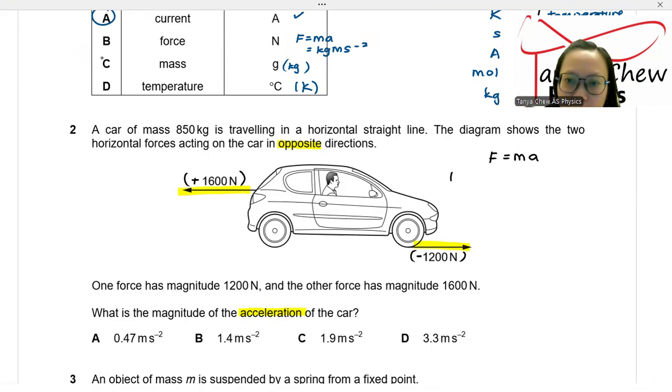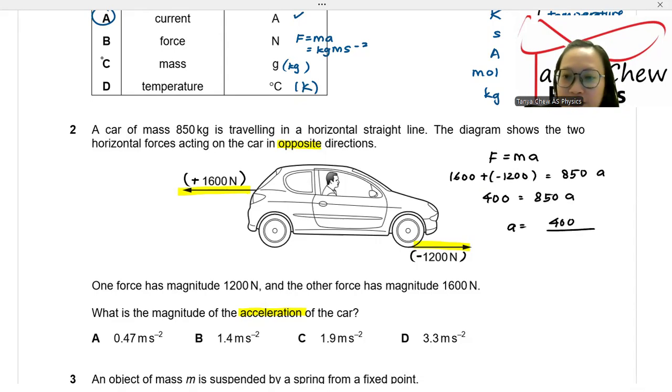So the resultant force is 1,600 plus negative. Resultant force is the sum of all the forces that are acting on one object. So 1,600 plus the negative equals the mass of the car, which is 850, times the acceleration, which is the one that I have to find. 1,600 minus 1,200, that is 400, which is equal to 850 A, sorry, not ampere, A. Acceleration A is equal to 400 divided by 850. You should end up getting 0.47 meter per second square. So the answer is A.